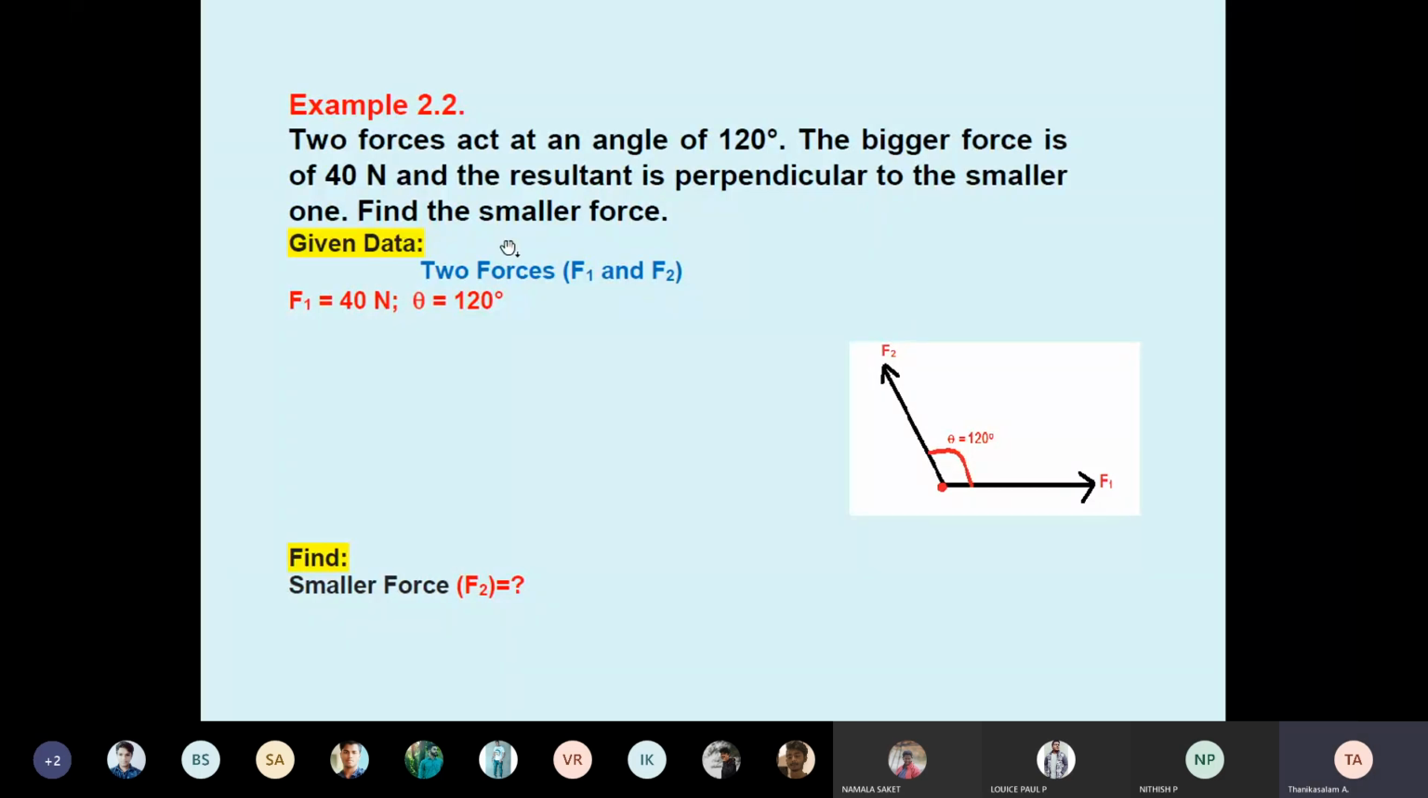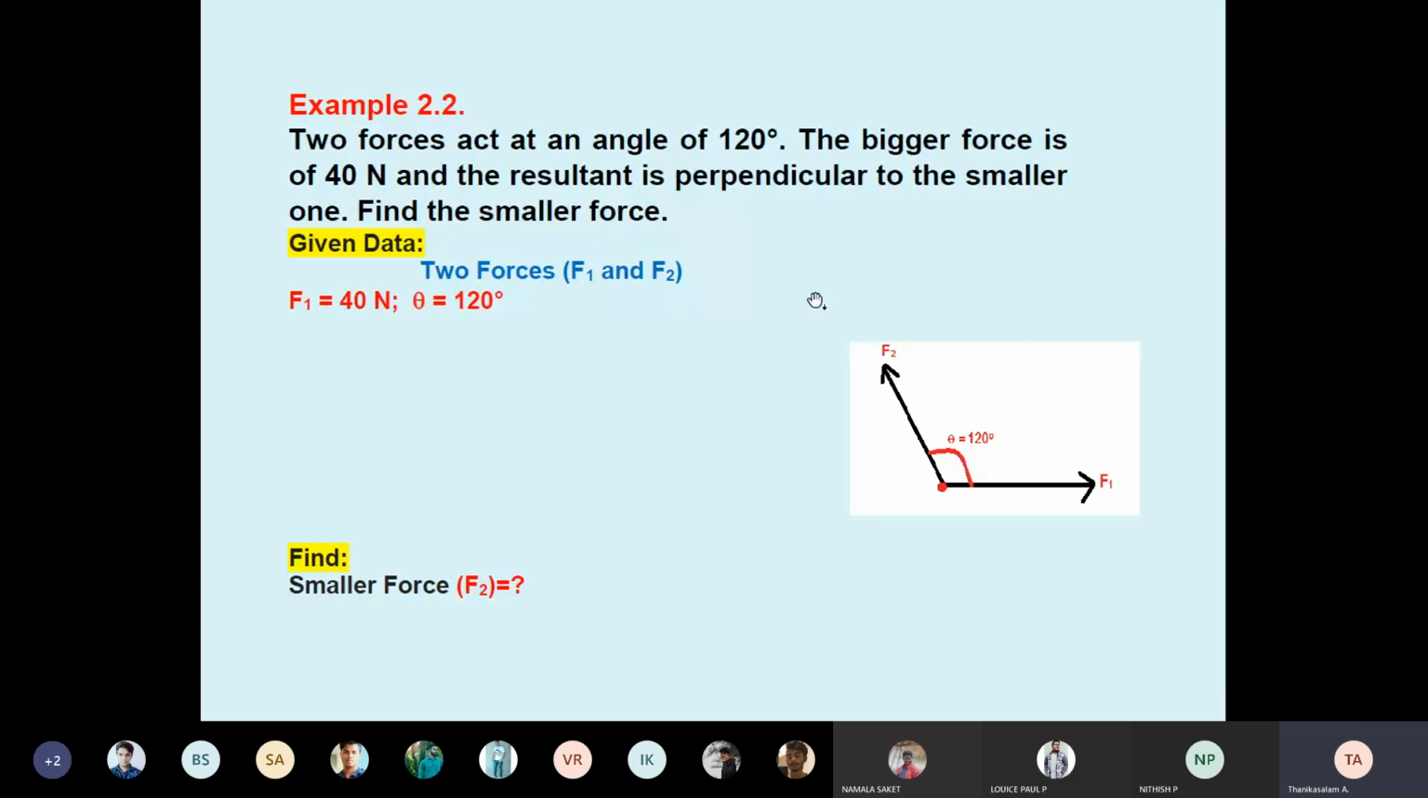So two forces are given, and the angle between F1 and F2 is 120 degrees. 120 degrees means above 90 degrees, that's why I have drawn a bigger gap, a bigger angle. The diagram is not given; they only gave the statement.